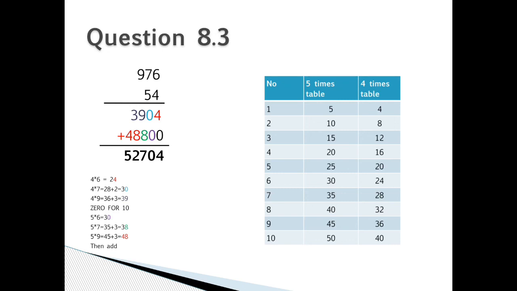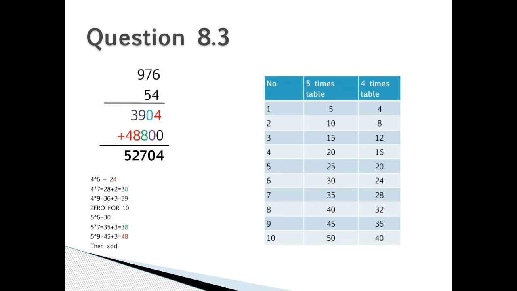So, 4 times 6 is 24. You write down the 4 and you carry the 2. 4 times 7 is 28, plus the 2 that was carried is equal to 30. Write down the 0, carry the 3. 4 times 9 is 36, plus the 3 that was carried is equal to 39. So we've got 3,904. Then you add the 0 for the tens place because it's 50 times 976, not 5.